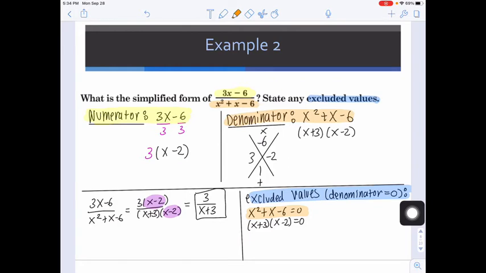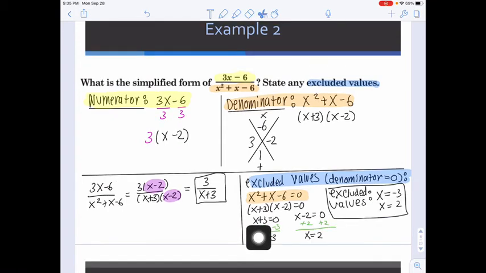And then using the zero product property, we can find the values of x that make the denominator equal 0. The zero product property tells us in order for x plus 3 times x minus 2 to equal 0, either x plus 3 equals 0 or x minus 2 equals 0. So to solve the first one, we subtract 3, we get x equals negative 3. To solve the second one, we add 2, we get x equals 2. This tells us that our excluded values are x equals negative 3 and x equals 2.